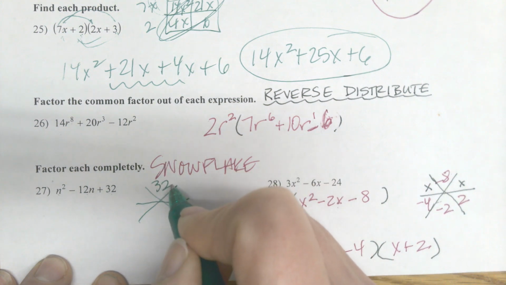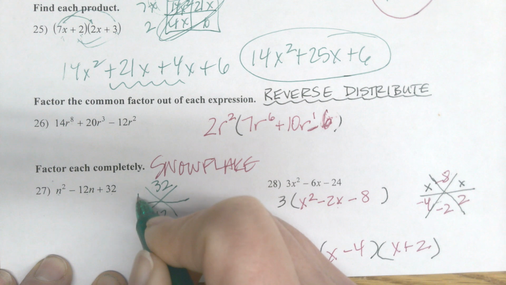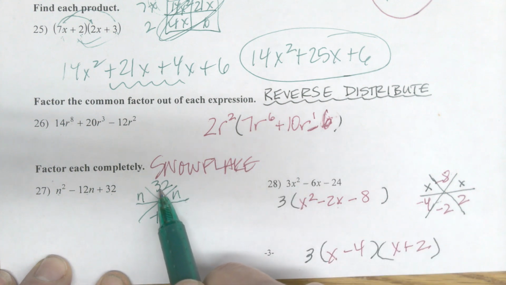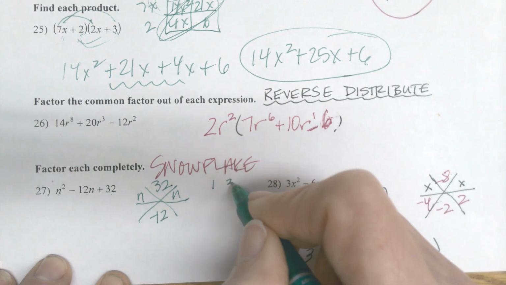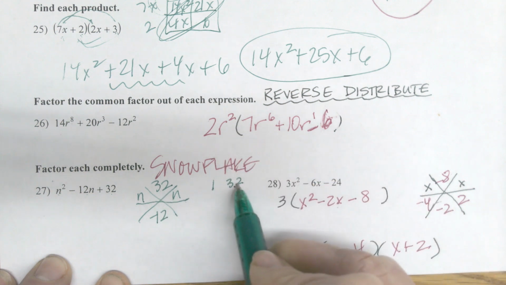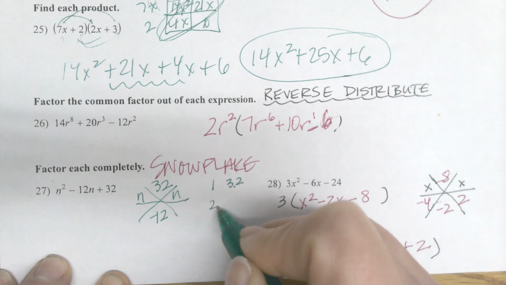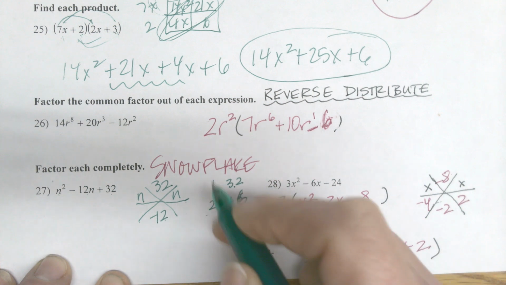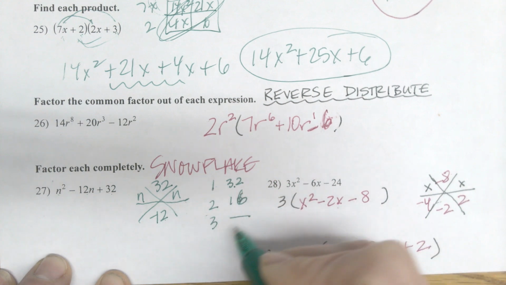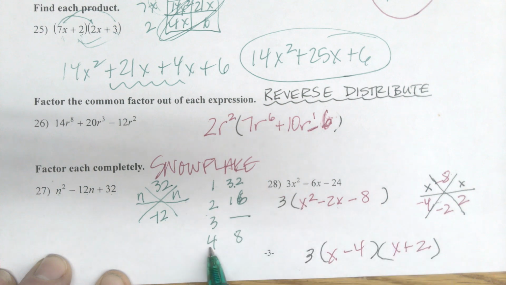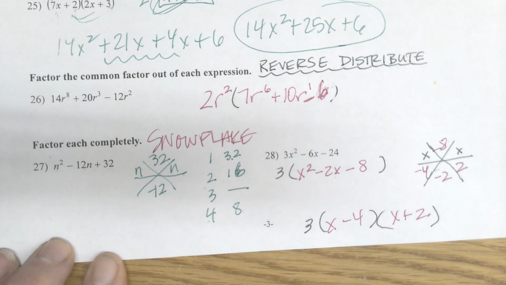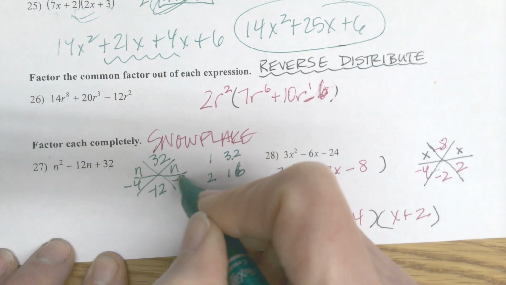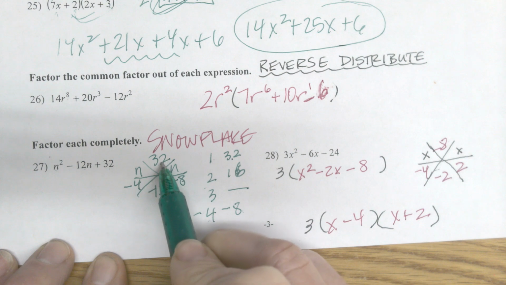So my top number is 32. My bottom number is negative 12. N is the variable that I'm looking at. If I can't figure out what I need for this, sometimes I'll start with 1 and the number, 1 and 32. There's nothing I can do with 1 and 32 to get 12. So I'll try 2, 2 and 16. Nothing I can do with 2 and 16 to get 12. 3 doesn't go into 32. 4 and 8. Now that looks good. 4 and 8, if I make them both negative, I should get negative 12. If I multiply a negative times a negative, I do get positive 32.